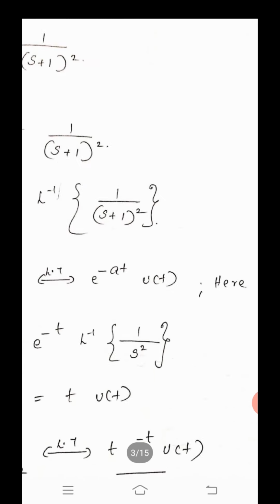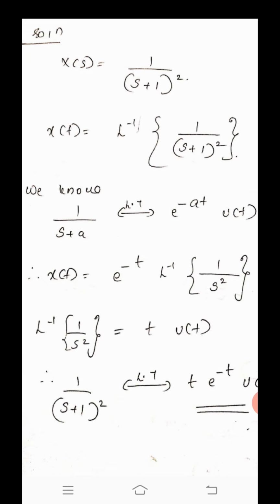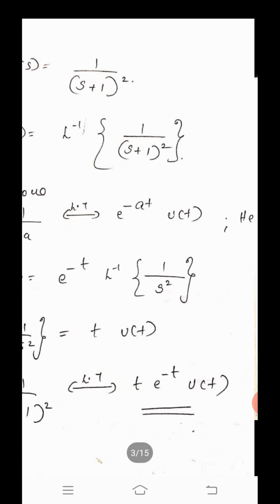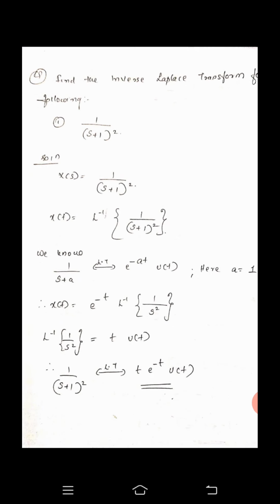We know that the inverse Laplace transform of 1 by s square is nothing but t into u of t. Hence, we can say that 1 by (s plus 1) whole square has the inverse Laplace transform of t into e raised to minus t u of t. So, that is the first problem.